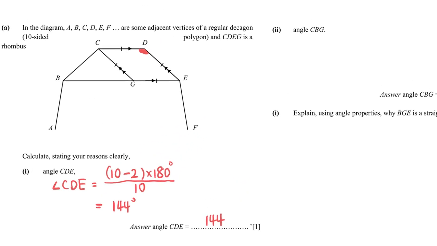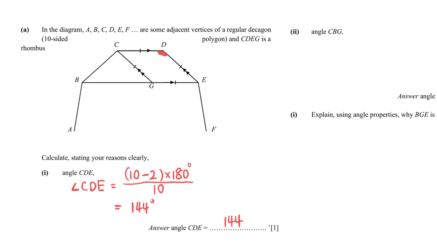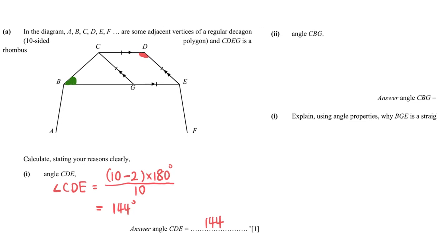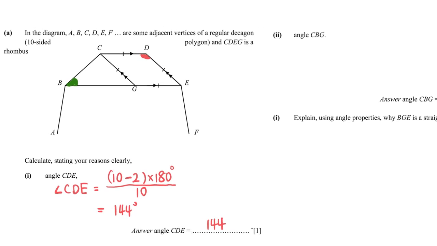Angle CBG, which is here. Okay, so for this particular angle CBG, it's pretty straightforward. I hope you can see that this is also 144, and that is because of parallel lines. So actually this is also green color, it's the same.